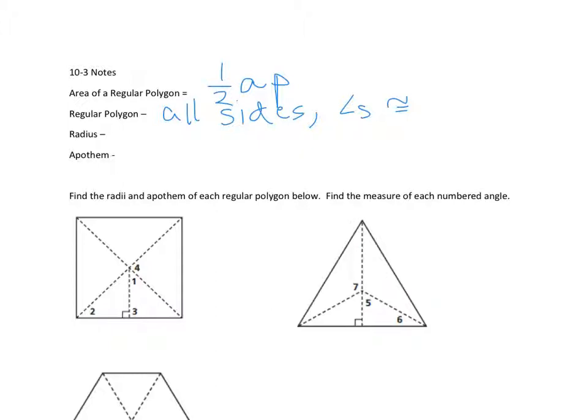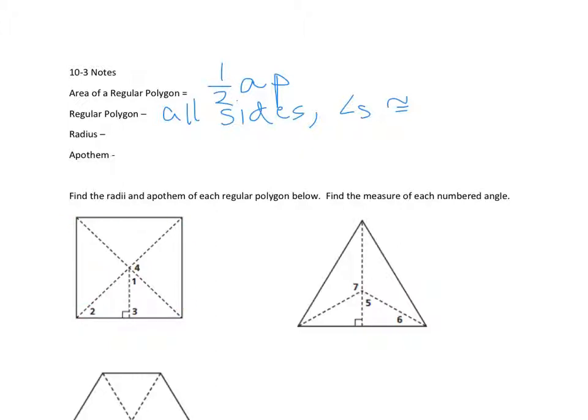An apothem goes from the center to the perpendicular of the opposite side. So it makes a 90-degree angle, goes straight down. I could also draw an apothem right here. It's going to be the same for a regular polygon, or right here, or right here. This would be an apothem. So we're going to use the apothem in the area of a regular polygon. The perimeter is the distance around.